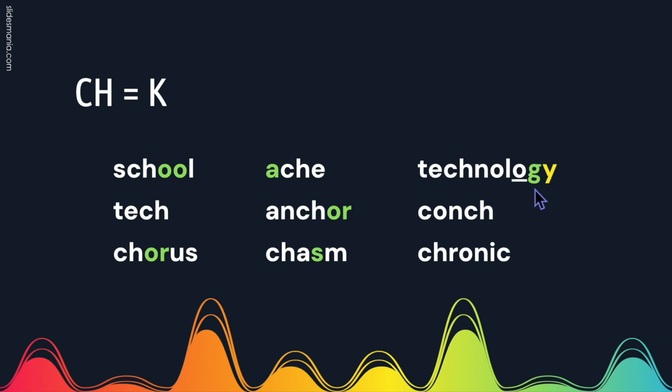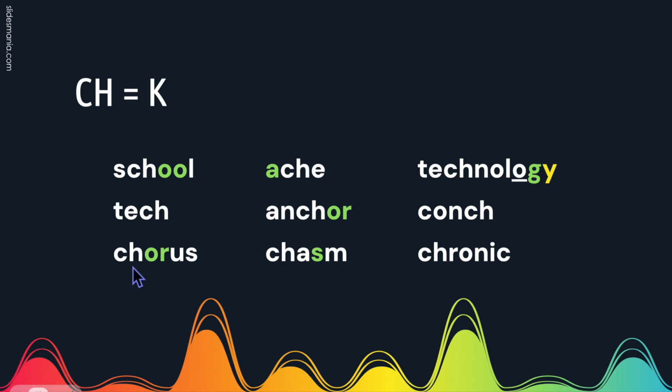Technology. G followed by an E, I, or a Y usually, but not always, says J. It does in this word, and Y at the end of long words usually has a long E sound. So technology. Tech, which is short for technology. Anchor. Although OR usually says OR, at the end of a word it tends to become muffled and sound more like Conch. A conch is a type of shell.